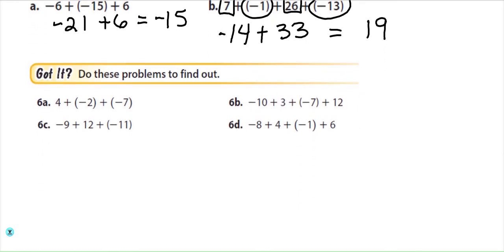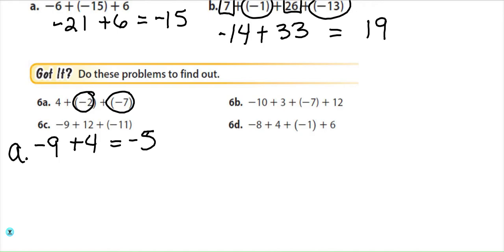All right, let's take a look at 6A. So we have -2 and -7, so that's going to make -9. Then we have +4. Again, same signs, add and keep; different signs, subtract. So 9 minus 4 would be 5. Keep the sign of the larger number. Who had more people? It was the negatives. Okay, actually, let's put a little A there so we don't get lost.